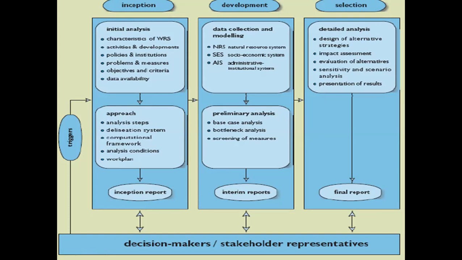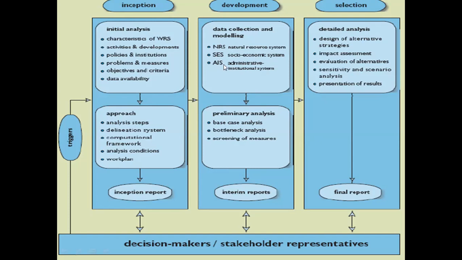And then the second stage is the development stage. In this development stage, it is basically the data collection and the modeling. The data collection is obtained from the natural resource system, the socio-economic system, and the administrative institutional system. We have already studied this. So data collection and modeling is done in this development.